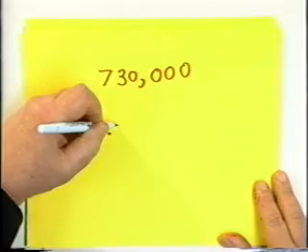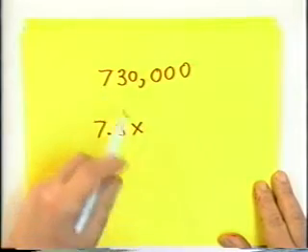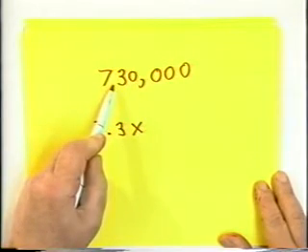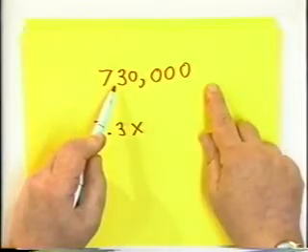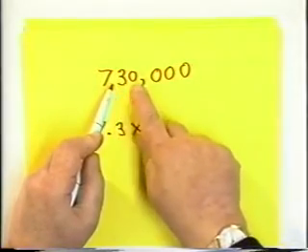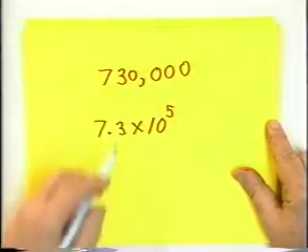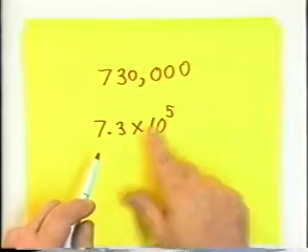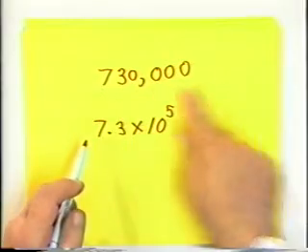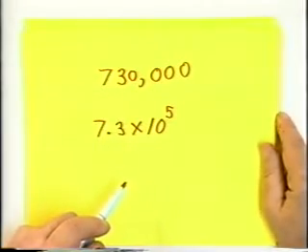It would be 7.3 times what? If the decimal point was over here, you want the decimal point really to be over here, so you have to move it what? 1, 2, 3, 4, 5. 5 places to the right. See, can you double check that for me? If I take 7.3, move the decimal point 5 places to the right, I get 730,000, okay?